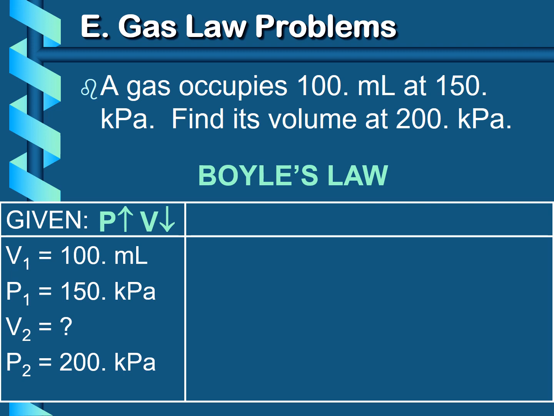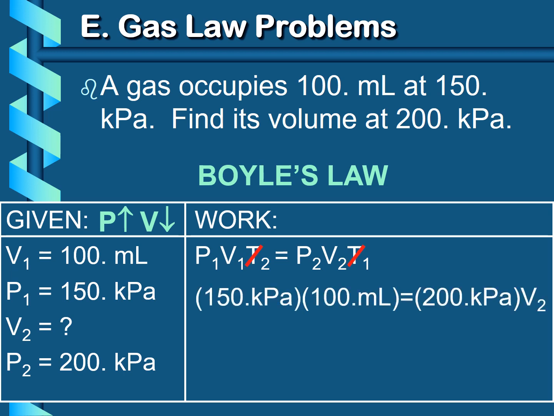In Boyle's law, it tells us that if the pressure increases, of course the volume decreases because they are inversely proportional. Using the equation of the combined gas law, temperature is taken as constant, so you can cancel the temperature, and substituting the given in the problem, you would have volume 2 equal to 75 ml. The pressure is increased from 150 kilopascal to 200 kilopascal. Therefore, it is expected that the volume will decrease. So from 100 ml, it became 75 ml.